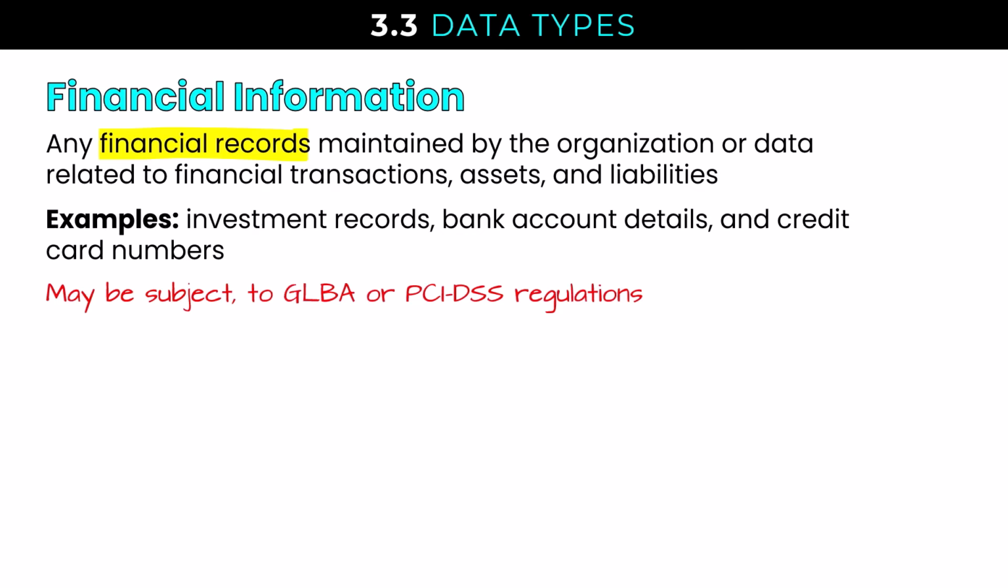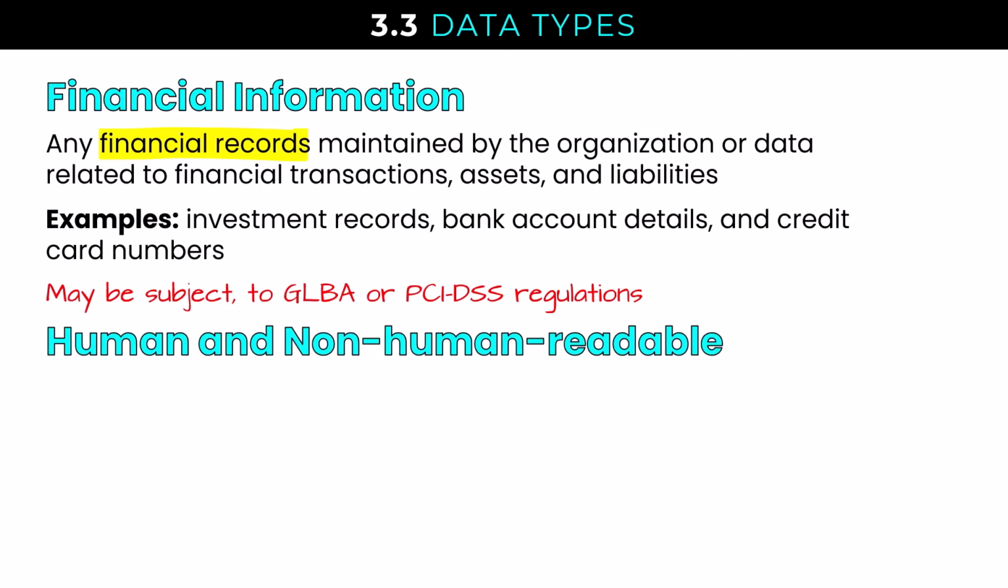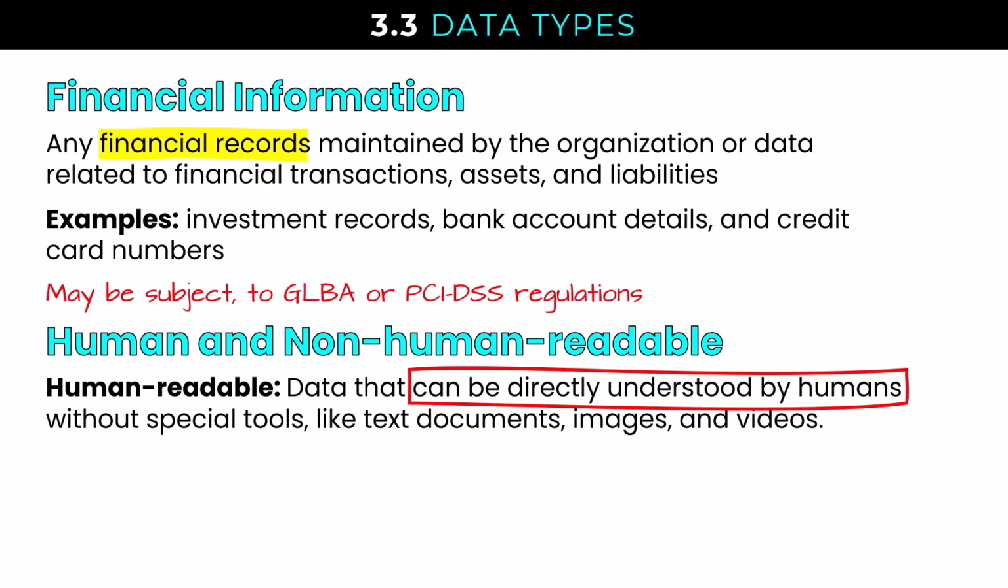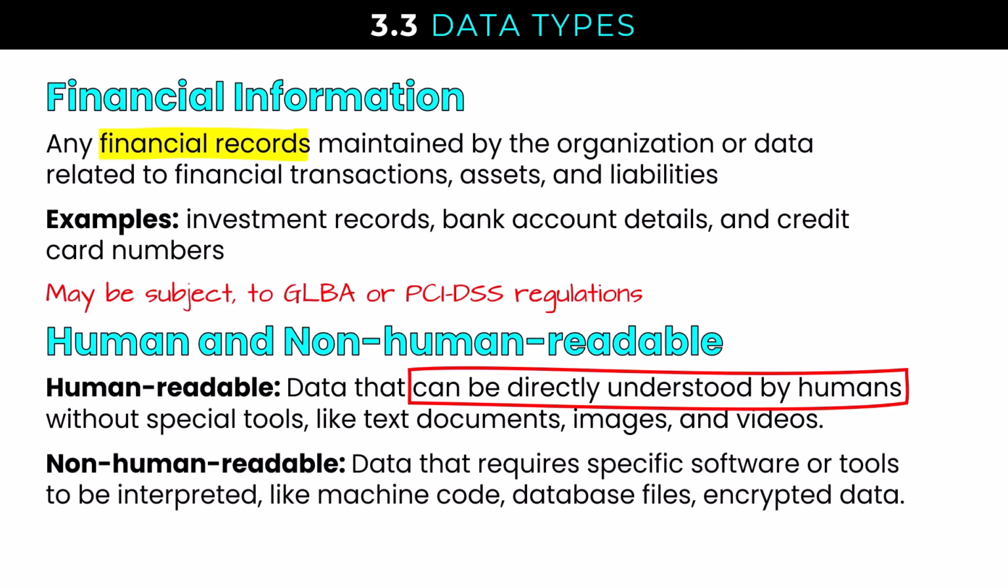And last on the list of broad types is human and non-human readable. So human readable is just what it sounds like, data that can be directly understood by humans without special tools, like text documents, images, and videos. Non-human readable is data that requires specific software or tools to be interpreted, like machine code, database files, encrypted data, anything you can't just pick up and read immediately.